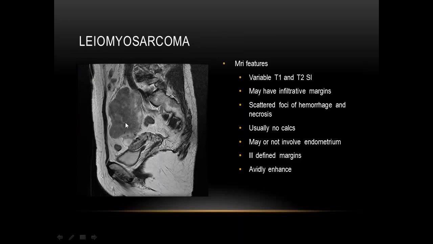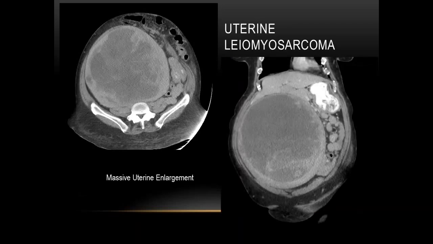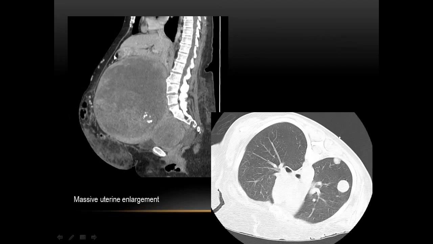The MRI features are variable T1 and T2. They may have infiltrative margins, scattered foci of hemorrhage and necrosis. Usually they do not have calcification. They may or may not involve the endometrium, have ill-defined margins, and they avidly enhance. So you can see on this woman, she had massive uterine enlargement. At the time of presentation of this massive uterine enlargement, she already had pulmonary metastasis.